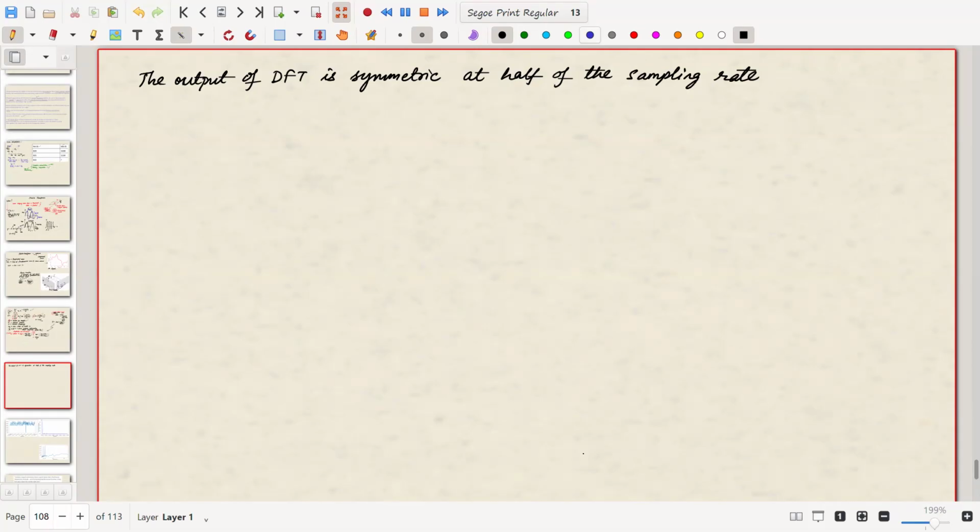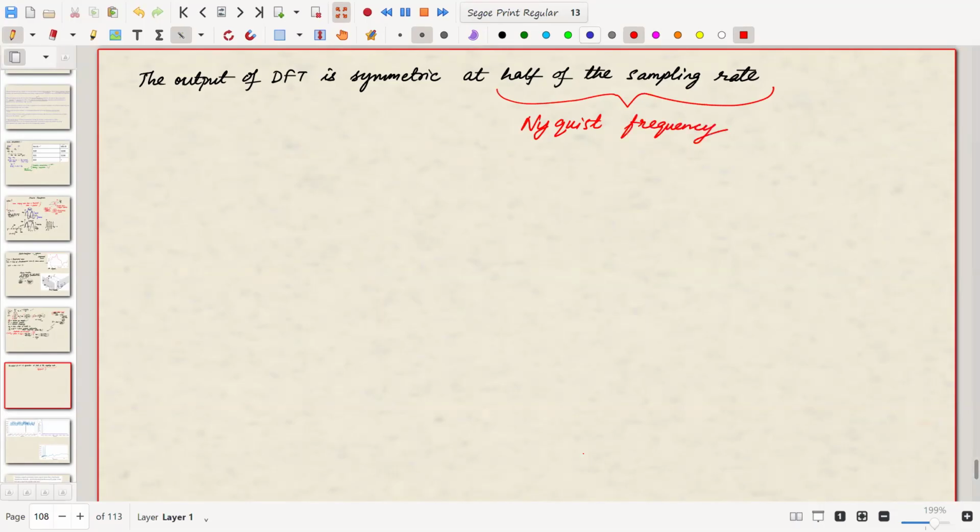And this half of the sampling rate is something very popular. Someone who first saw this, we'll write the name of the scientist. If you can spell it out: Nyquist. So this is something known as the Nyquist frequency.